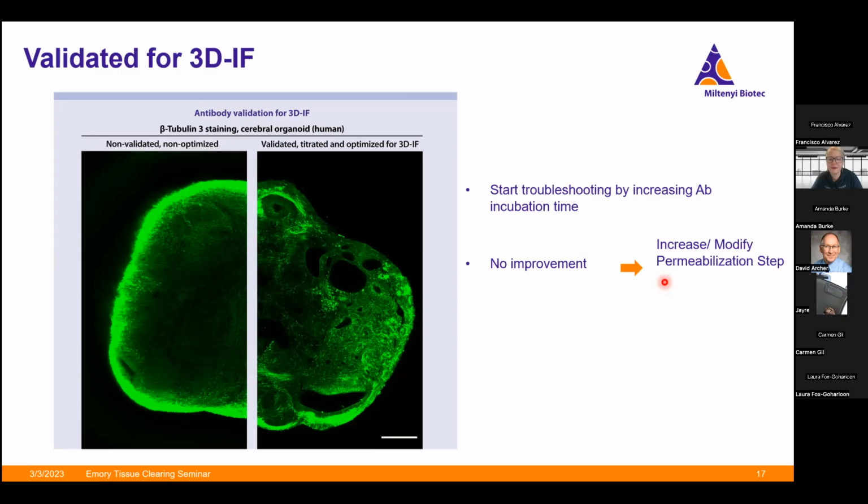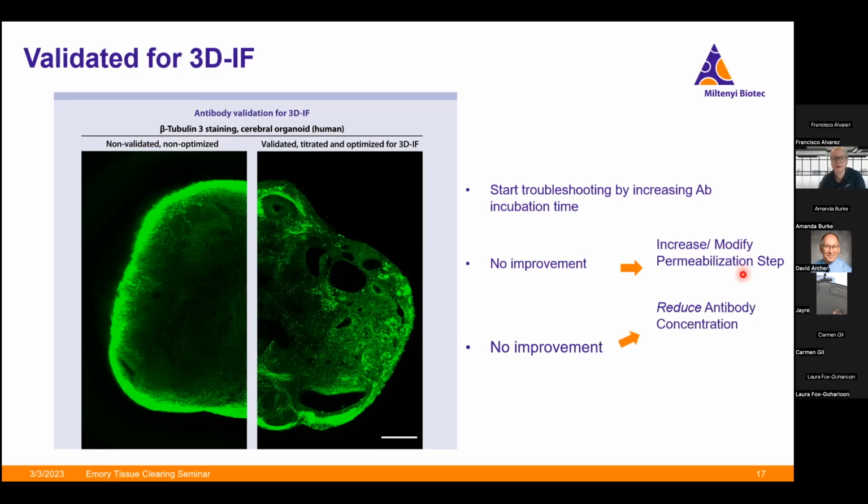Modification, if you're really struggling here and you know that it's a permeabilization issue, there are some different variations to the iDISCO protocol that I can help you with. For example, in human tissues that have been overfixed, there is a detergent called CHAPS that really helps break into those samples and get those antibodies through. So there are some modifications that we can use depending on your tissue type.